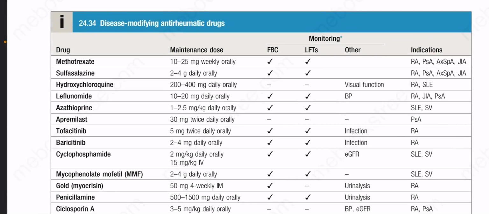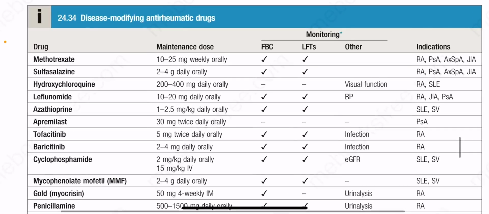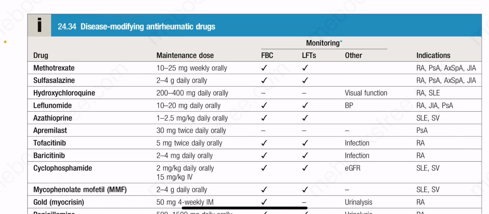Here is the box showing disease modifying antirheumatic drugs. Methotrexate maintenance dose 10 to 25 mg weekly orally. Monitoring is full blood count and liver function tests. Indication: rheumatoid arthritis, psoriatic arthritis, ankylosing spondyloarthritis, JIA. Sulfasalazine 2 to 4 grams daily orally. Monitoring is full blood count and liver function tests. Indication is rheumatoid arthritis, psoriatic arthritis, axial spondyloarthritis, and JIA.